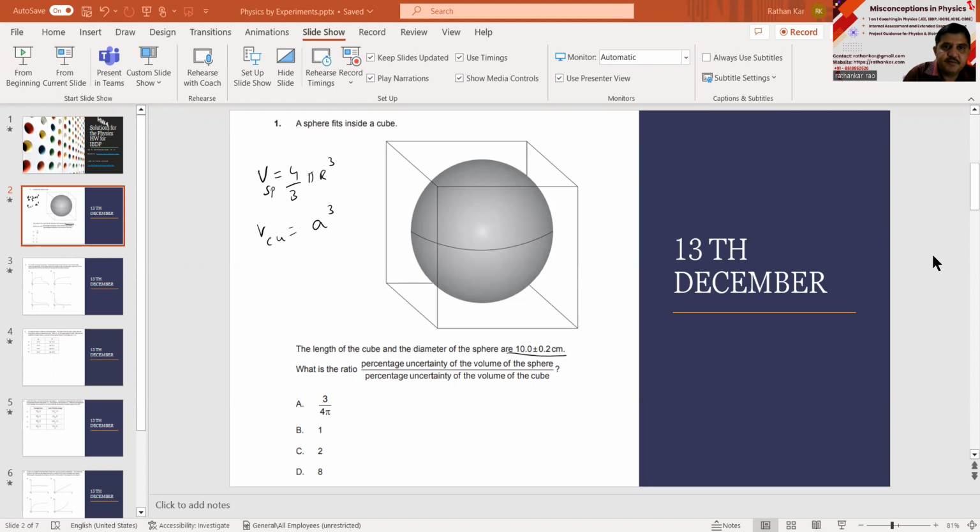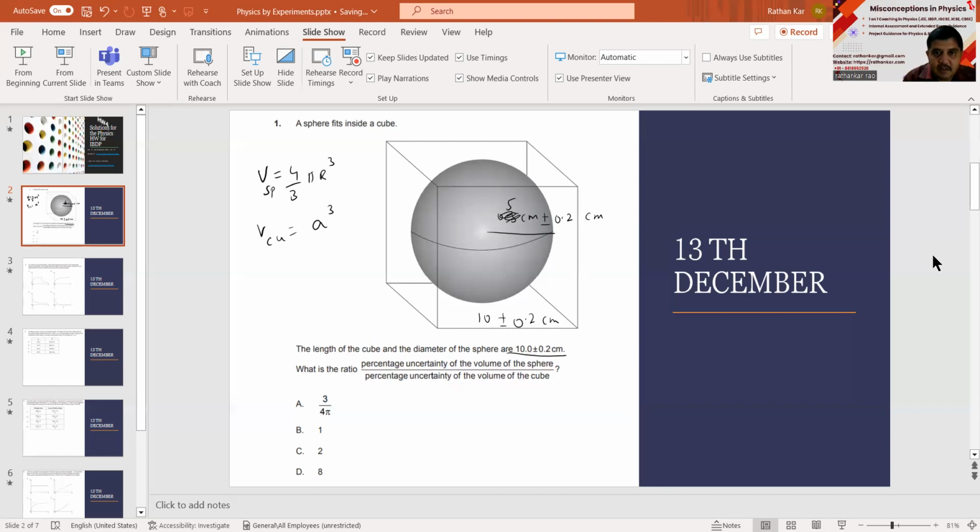So as you see here, you have a sphere which is being fitted inside a cube, and he's asking you to find out what is the percentage uncertainty of the volume of the sphere. The length of the cube is given to be 10 plus or minus 0.2 centimeter. So what does it tell you? Now what is the radius then? The radius is 5 centimeter plus or minus 0.2 centimeter, right?